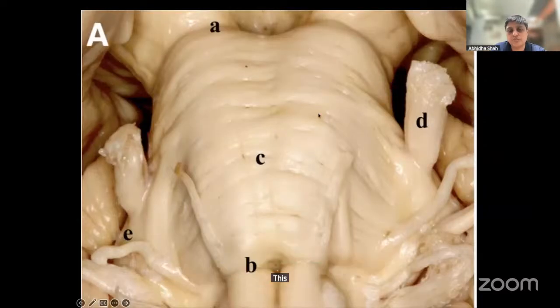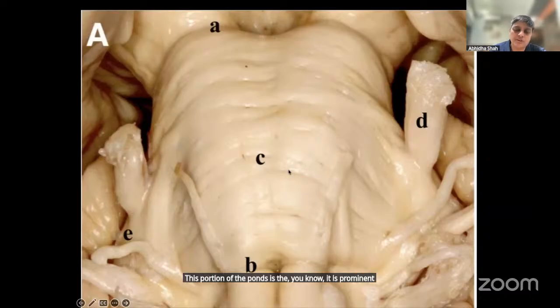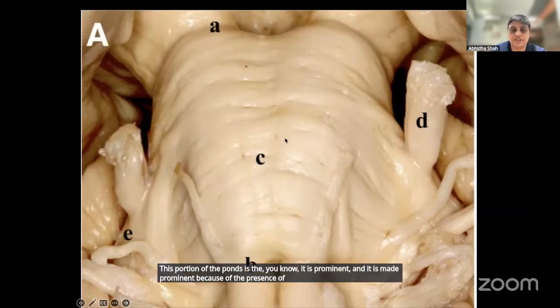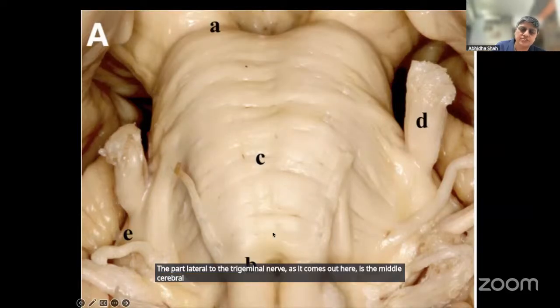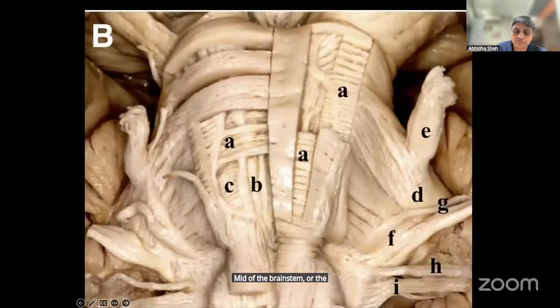This portion of the pons is prominent, and it is made prominent because of the presence of the corticospinal tract. The part lateral to the trigeminal nerve as it comes out here is the middle cerebellar peduncle, and this part is part of the brainstem or the pons. So let's dissect the pons from anteriorly.